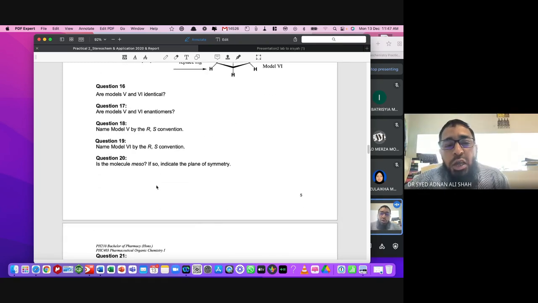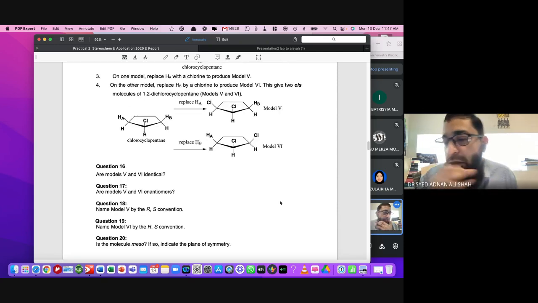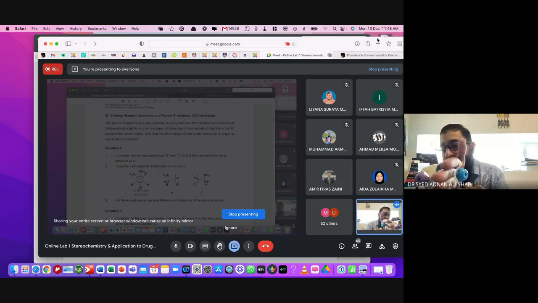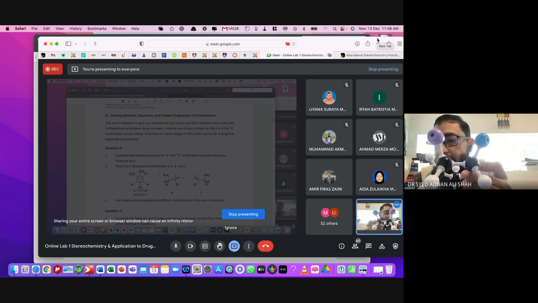So if the molecule is meso, indicate the plane of symmetry. In the cis molecule, I can show you the plane of symmetry, how the plane of symmetry can be, right? Like this, you can see both chlorides are on the top. If you put the plane and cut the molecule, that is the plane of symmetry. Understand?